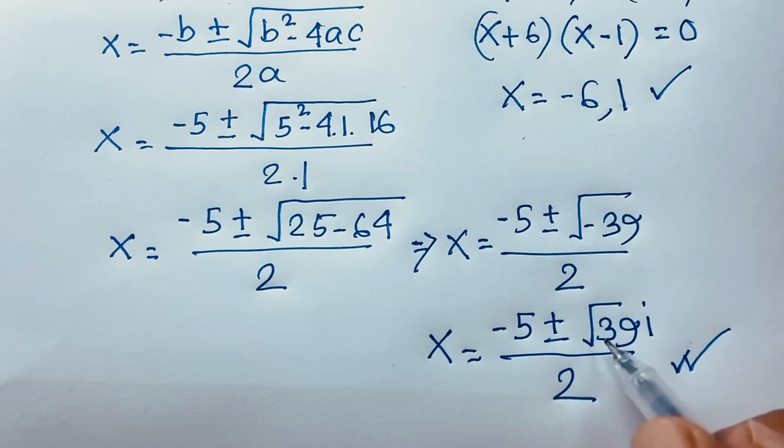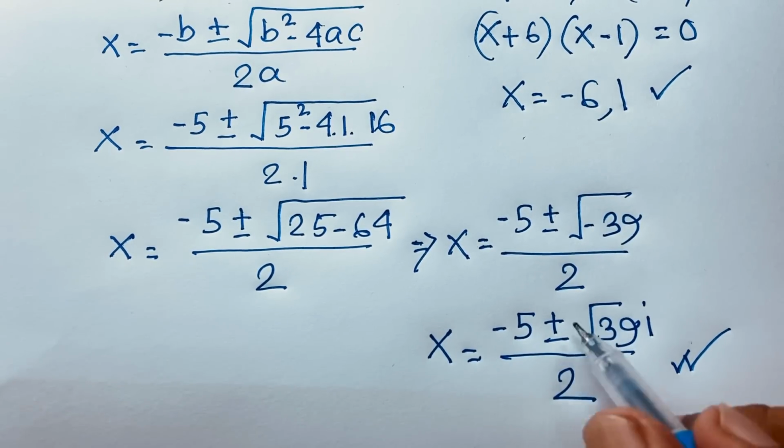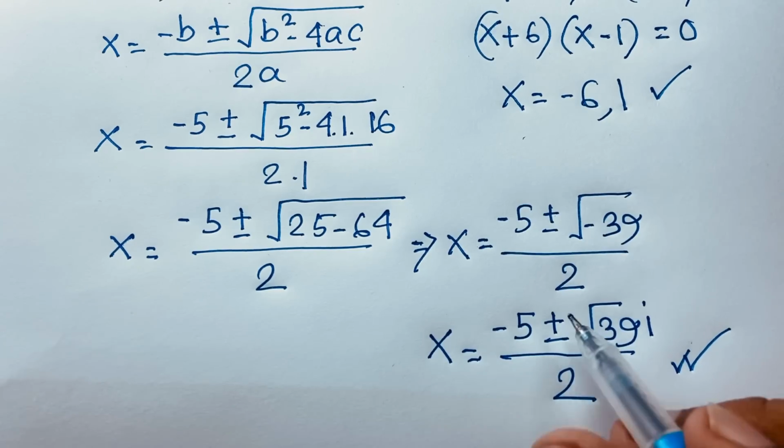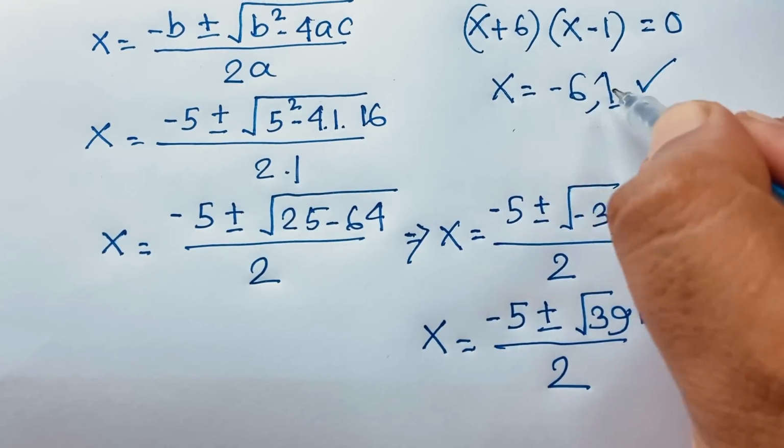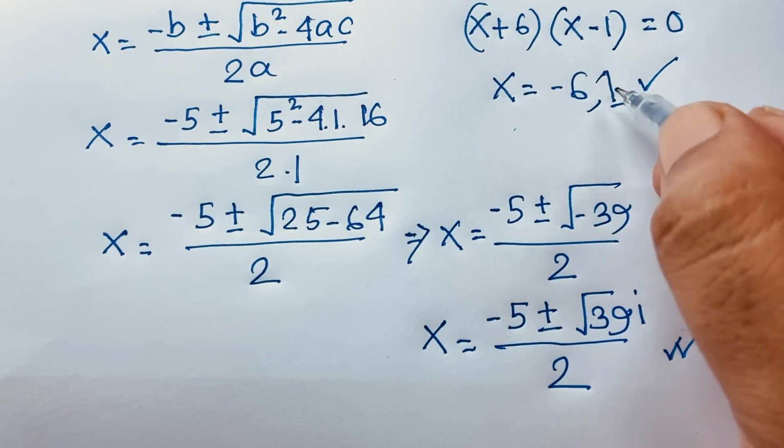But interesting, these two solutions are complex numbers, complex solutions. It is the imaginary part, but these are our real solutions. This is the real part. Here x is equal to minus 6 and 1.